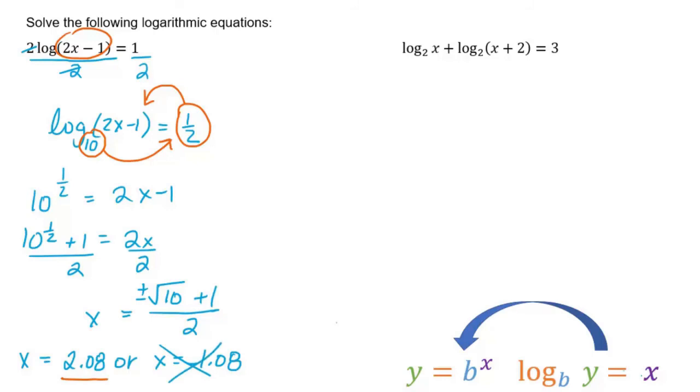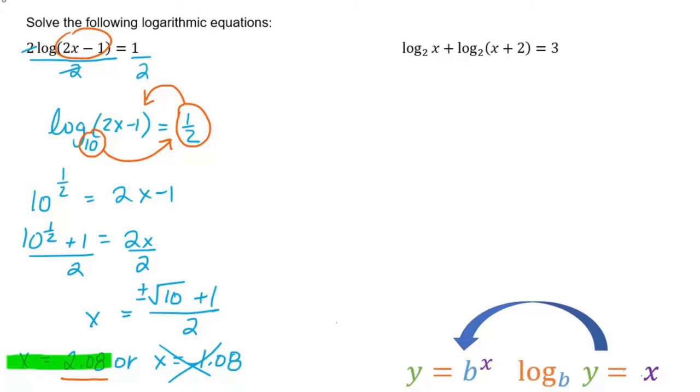As a result, x is equal to negative 1.08 is not a valid answer. And the only answer for the problem is x is equal to 2.08. Don't forget to check your answers in the original question every time that you solve a logarithmic problem. What about this next one?